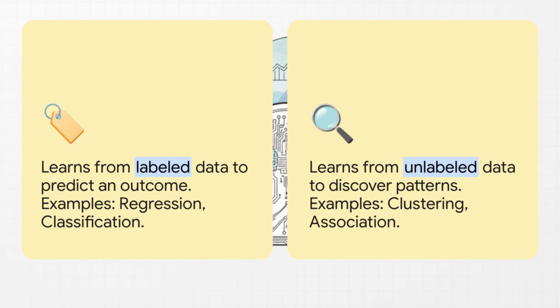Okay, this concept right here, this is non-negotiable. You have to get the difference between supervised and unsupervised learning. Supervised learning is when you teach the AI with examples that already have the right answer. You show it 1,000 pictures of dogs that are labeled dog. Unsupervised learning is the opposite. You just dump a bunch of data on it and say, find something interesting in here for me, like grouping your customers into different buying patterns without telling it what to look for.